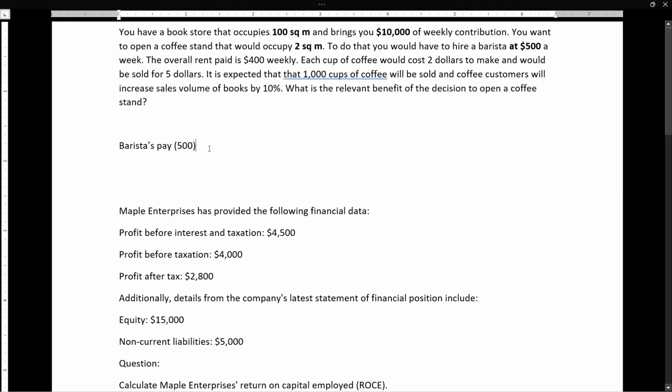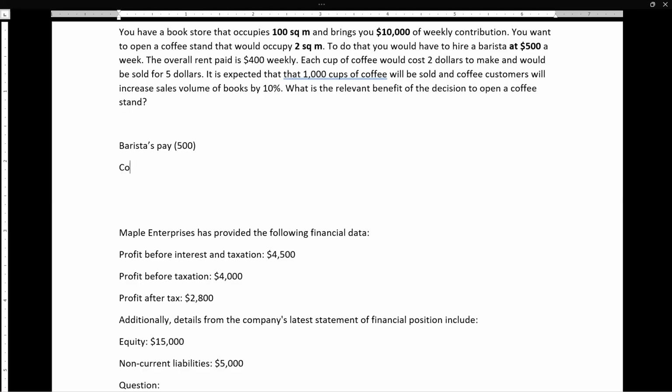Each cup of coffee costs $2 to make and would be sold at $5. So the contribution per cup is $3. And we need to take this $3 and multiply by the quantity. And we know that it will be 1,000 cups of coffee. So that would be 3,000 of contribution.